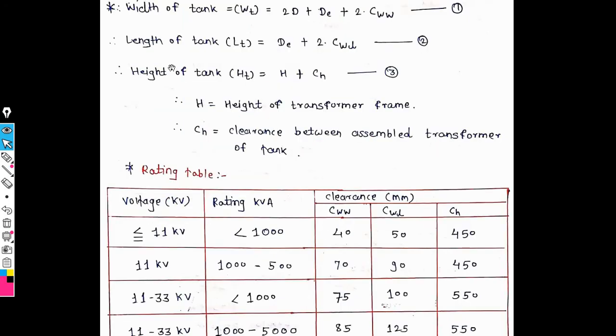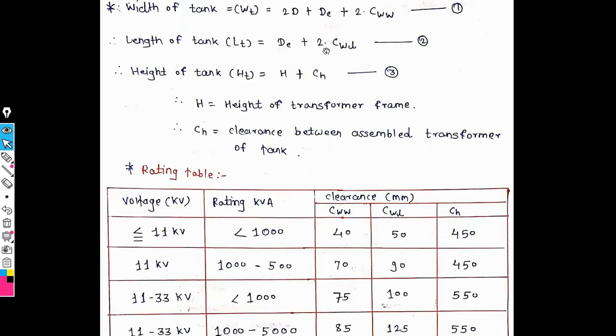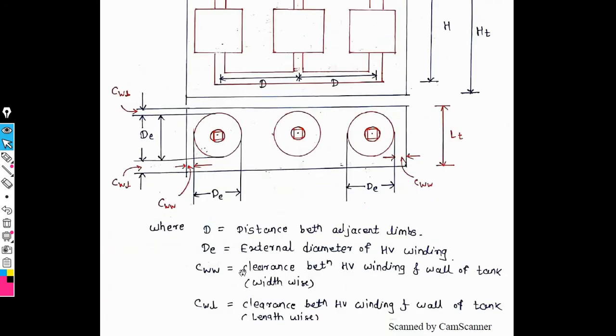Then length of tank LT is equal to D, the external diameter of the HV winding, plus 2 into CWL. CWL means clearance between HV winding and wall of tank, depending on the length-wise direction.